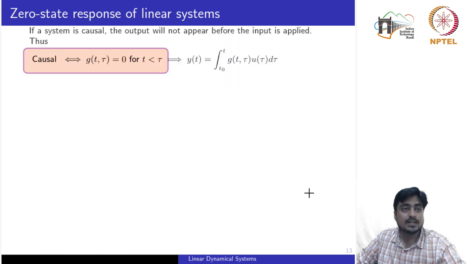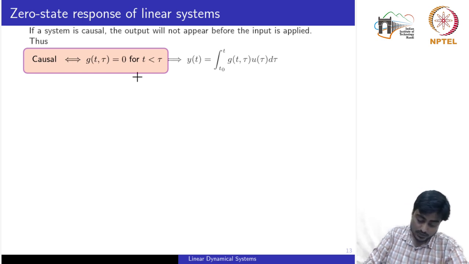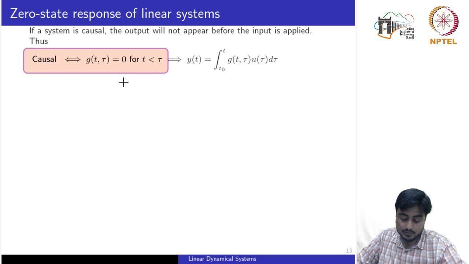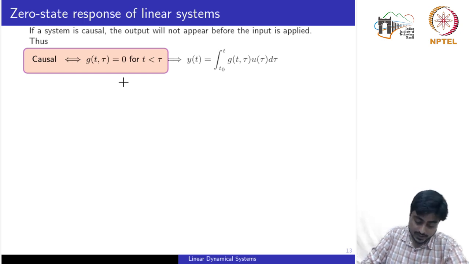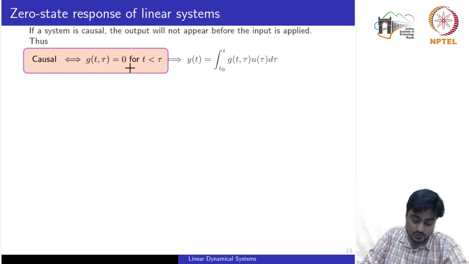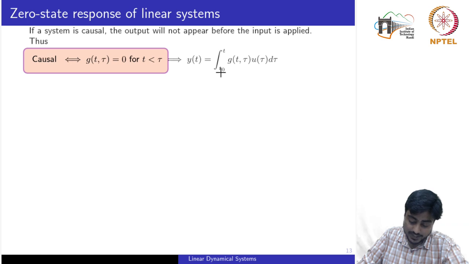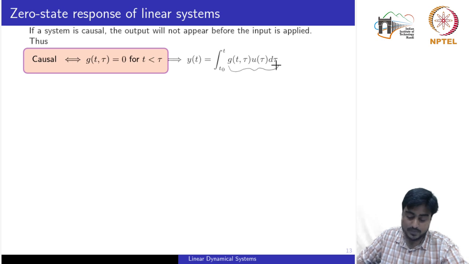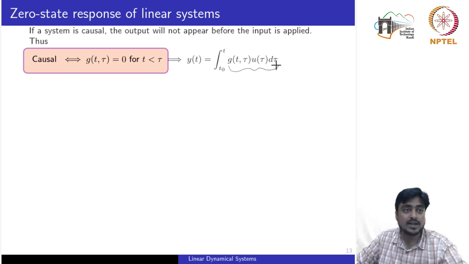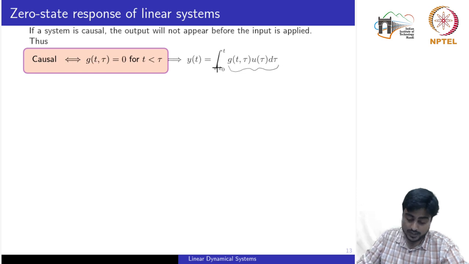Now if we apply the causality property on the impulse response of the system, we know that the output cannot appear before the input is applied. So in that case, causality is equivalent to g t comma tau equal to 0 for all t less than tau, right? So if we apply this to the last equation, now we start from t naught up to time t, and the rest of the quantity would remain similar. So instead of minus infinity to infinity, we would have from t0 to t.